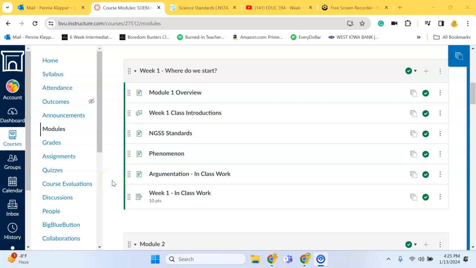All right, here we go with the week one tutorial. If you want to go ahead and in Canvas, click on modules and then scroll down to week one. Where do we start? We'll go ahead and start with the module one overview.